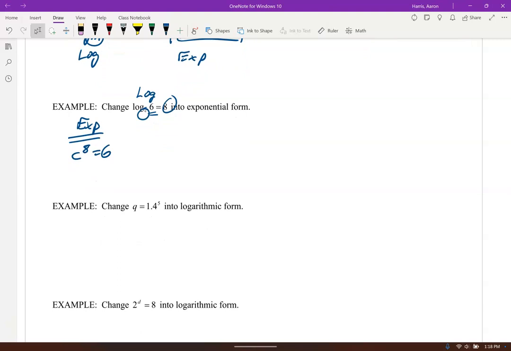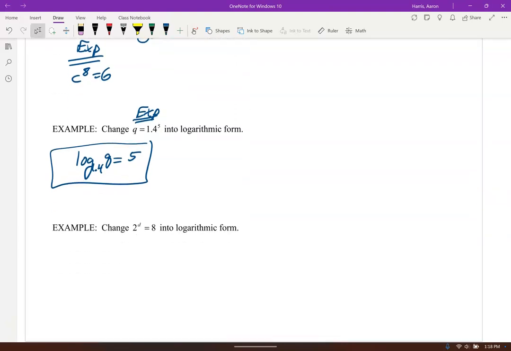This time it has the exponential form, and they want you to put it into the logarithmic form. So what I like to do is I like to write my log, and I go 1.4 to the 5th equals q, and that's how I remember that. Log base 1.4 of q equals 5. There's my logarithmic form. Same thing here, we have exponential form. I'm going to go ahead and write my log and my equals, and I'm going to go 2 to the d equals 8. So there's the logarithmic form. Log base 2 of 8 equals d.